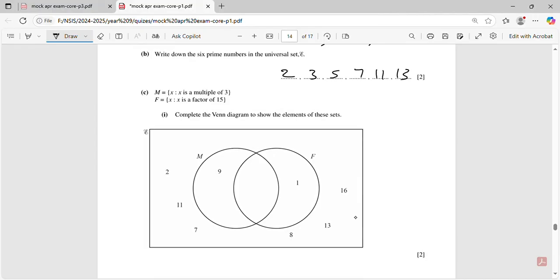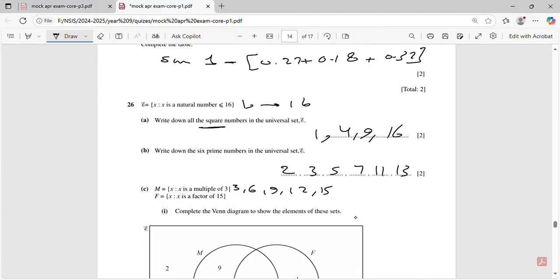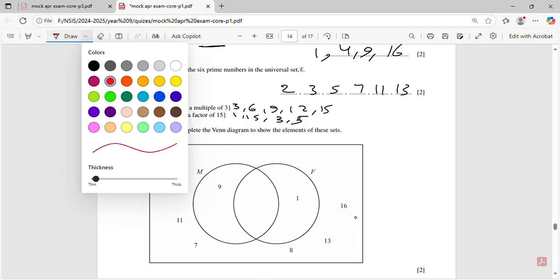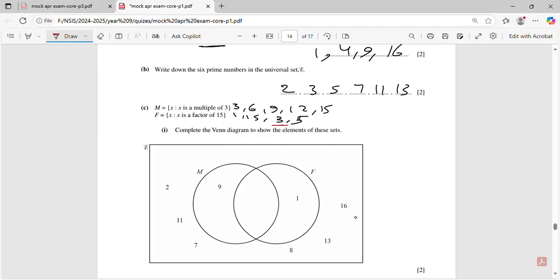Now he asked me to complete the Venn diagram, and he said that this is the multiples of 3. I have to write all the multiples of 3, of course: 3, 6, 9, 12, 15, and stop, because I know that the universal set goes till 16. For this one, the factors of 15, we know that 1, 15, 3, 5. That's all. Okay? So in this condition, I have to identify first which are common between both, so we can note that 3 is common, 15 is common. So I will put 3 and 15 in the middle.